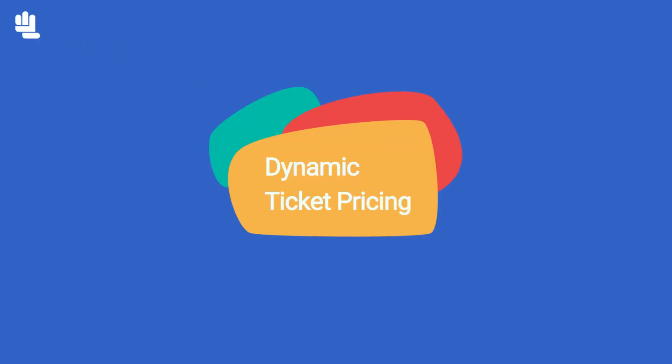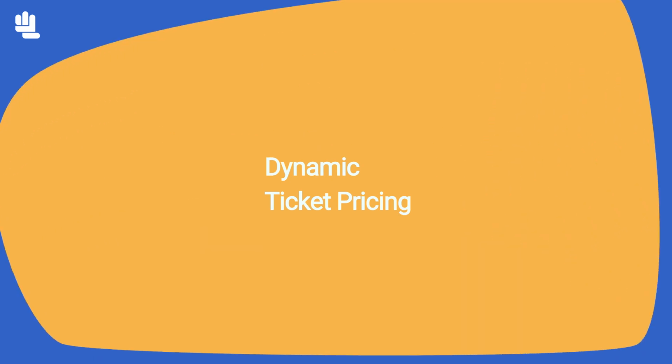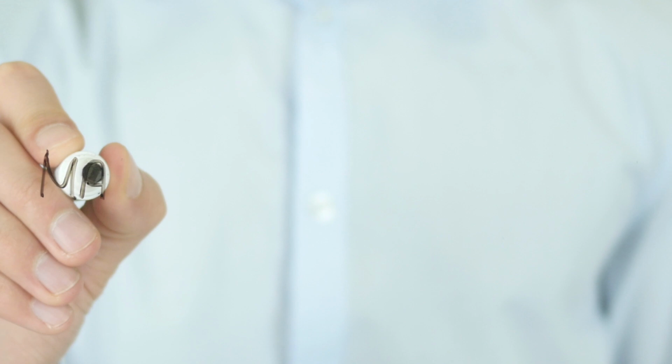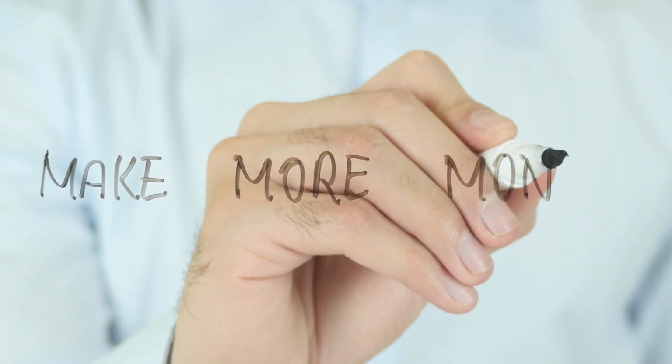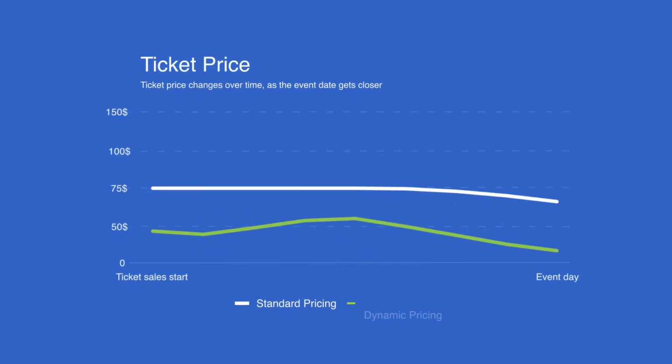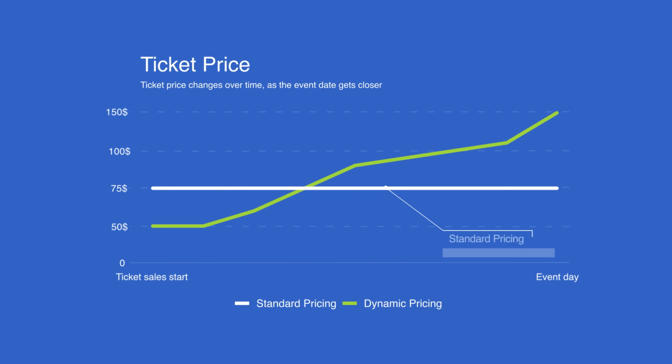Dynamic ticket pricing is an effective pricing strategy used by event organizers, clubs, and venues to maximize their revenue and profitability by gradually increasing ticket prices as the event approaches. In this pricing strategy, the ticket price is set at a lower price point at the beginning of ticket sales, with the intention of incentivizing early ticket purchases.